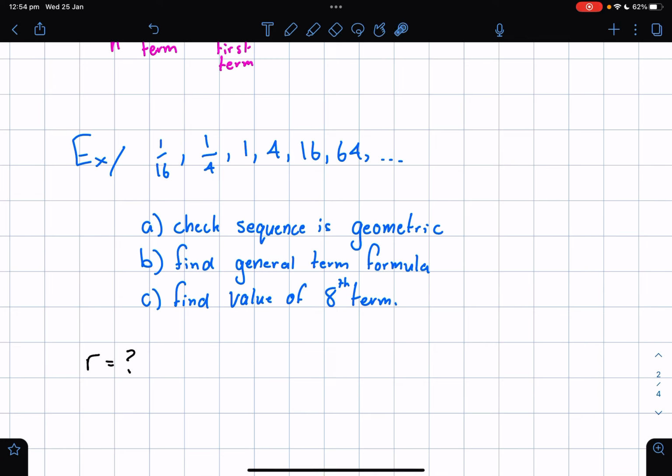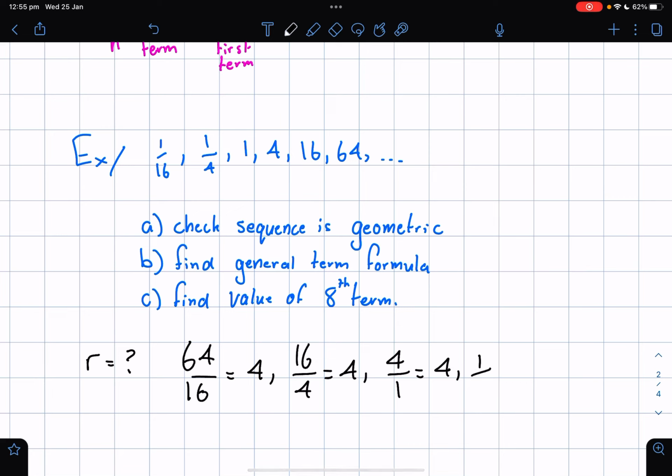Let's have a look at this pair of numbers here. We need to do 64 divided by 16, which is equal to 4. The next pair is 4 and 16, so 16 divided by 4, which is 4. We're just going to keep going down. 4 divided by 1 is 4. 1 divided by 1/4 is 4. 1/4 divided by 1/16 is equal to 4. So that means r is equal to 4.